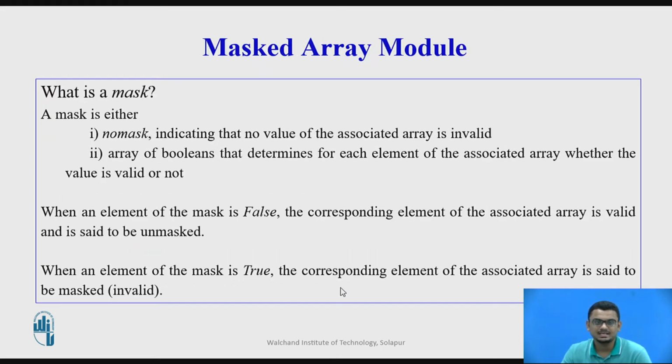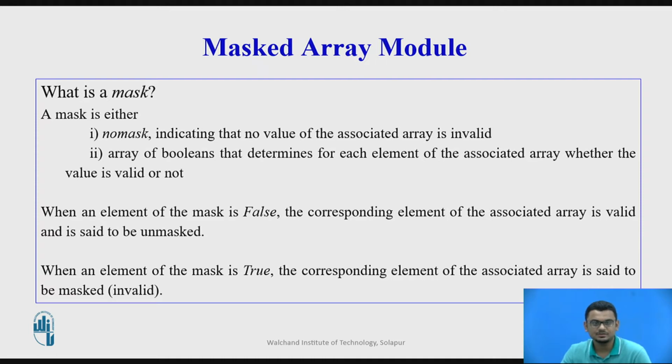So what basically is a mask? A mask is either by default no mask, indicating that no value of the associated array is invalid, meaning that all the data contained in the array is valid and you don't want to mask any of it. Or it may be an array of booleans, that is true or false, that determines for each element of the associated array whether the value is valid or not.